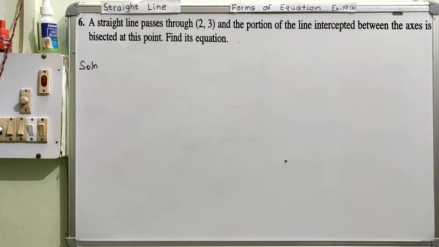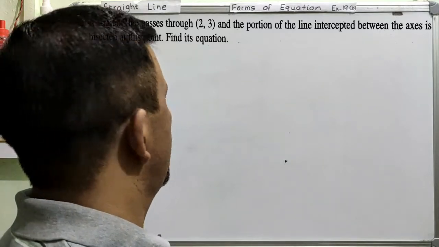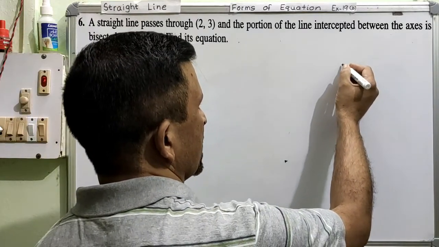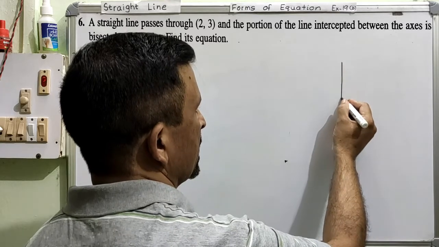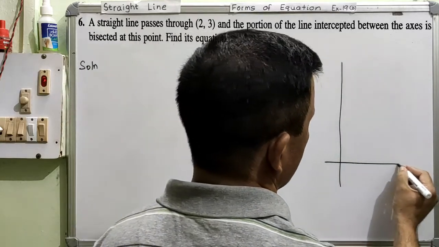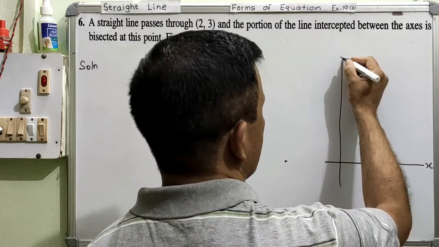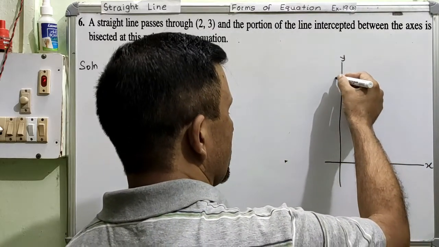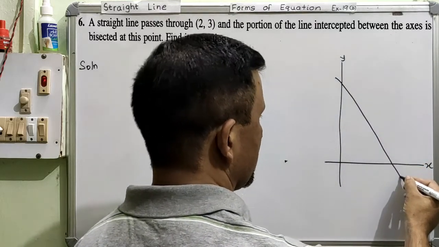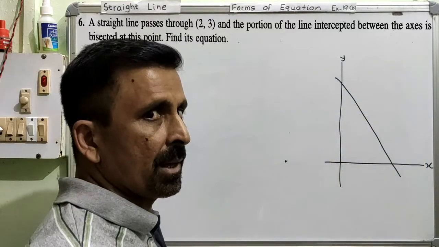Look at the board. Question number 6. A straight line passes through the point 2, 3 and the portion of the line intercepted between the axes is bisected at this point. Find its equation. Okay, first of all, let us draw the coordinate. Then we'll try to understand the question. This is the coordinate. This horizontal is the x-axis and this is your y-axis. So this line also is drawn this way, right?